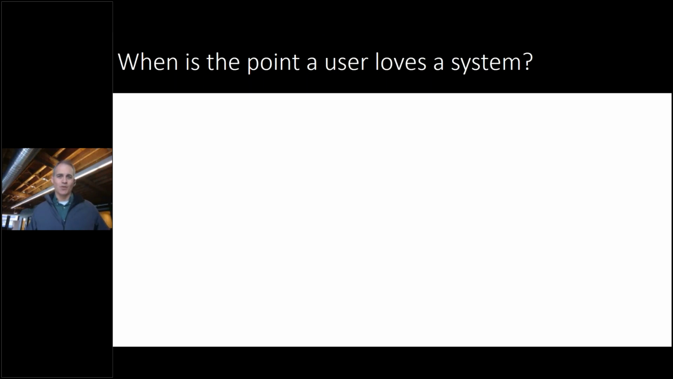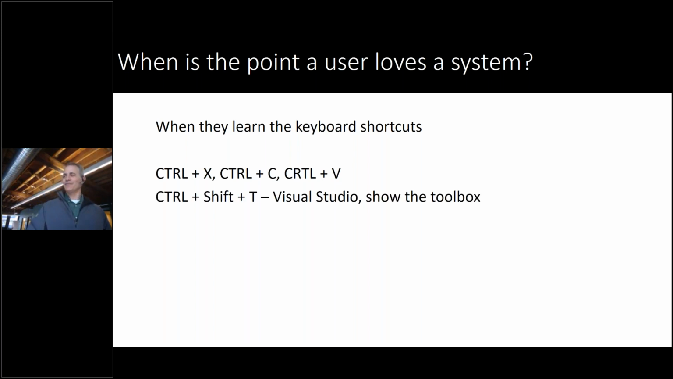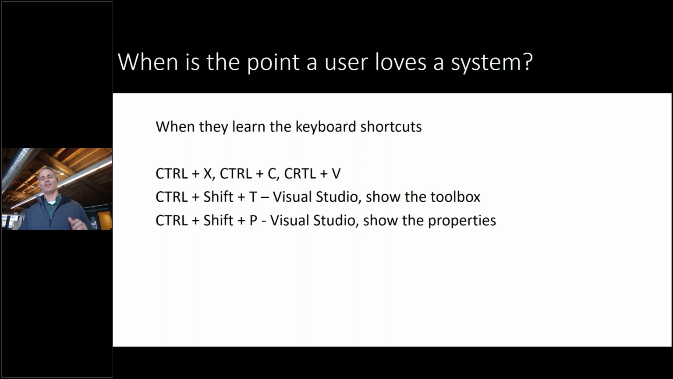So, question for you. What's the point at which you fall in love with some kind of system? Well, I think it's when they learn the keyboard shortcuts. That is the key moment when someone goes, I'm okay with this Microsoft Office thing, when they figured out Control C, Control V, Control whatever. And in Visual Studio, when I learned the Control Shift, the chord option for T for Toolbox and Properties, that was it. I was sold and I was done.